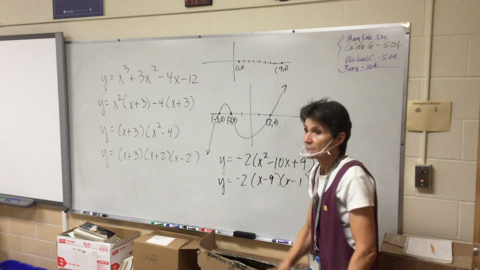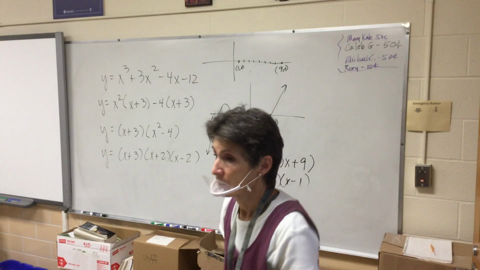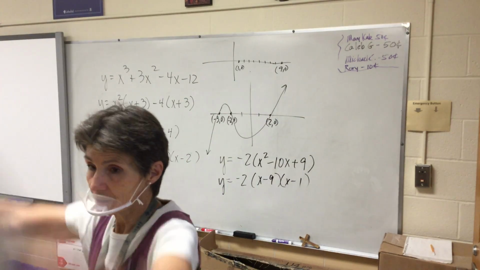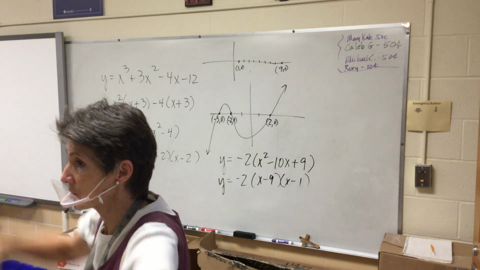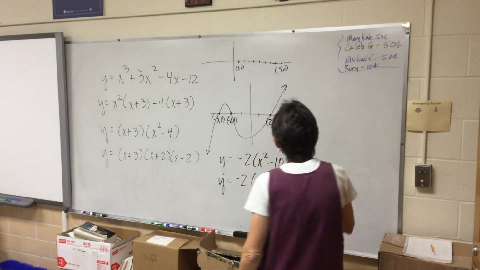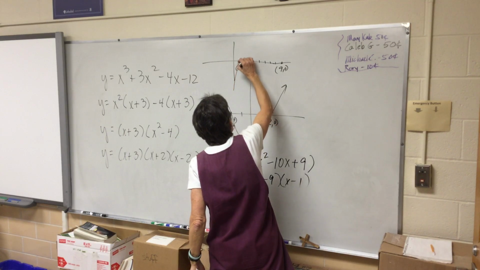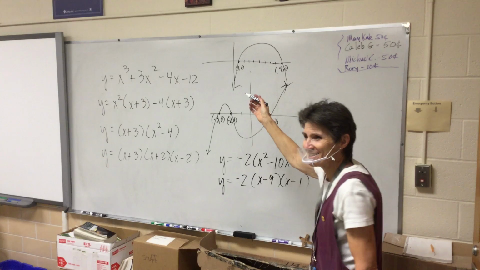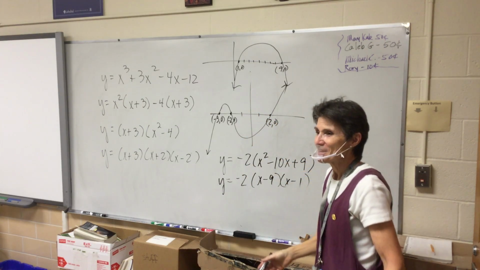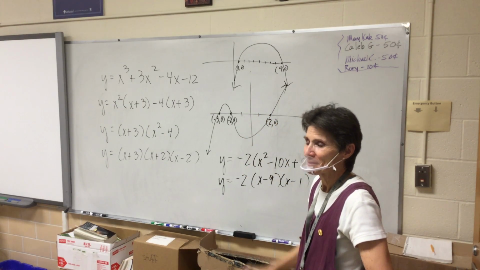Okay, what's its degree? 2. 2 should start up and end up, but it's got a negative in front of it, so it'll start down and end down. Knowing what you know about x squareds, does that picture make sense? Heck yeah, that's just a parabola, right?